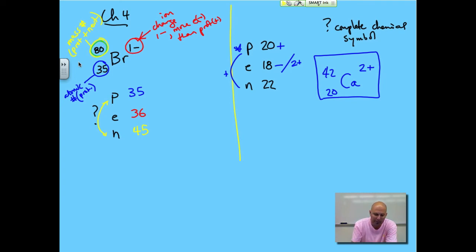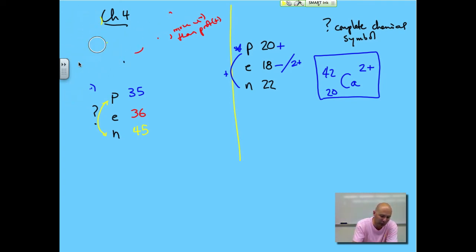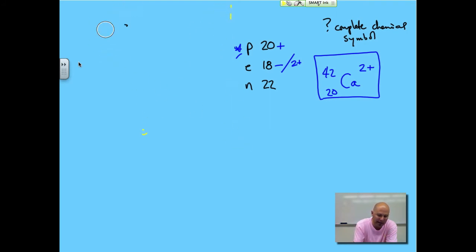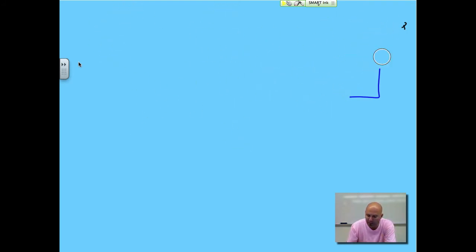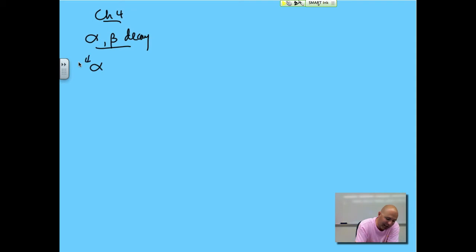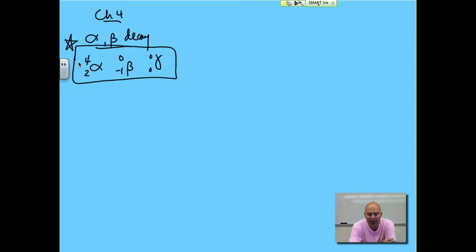Okay. Moving on to another example in Chapter 4, dealing with alpha and beta decay. What you need to really remember is the symbol for alpha and beta. I've just drawn them: alpha has a 4 and 2, beta is 0 and minus 1, and of course we have gamma, which is a wave, 0, 0. These are the real key to remembering how to do alpha and beta decay.